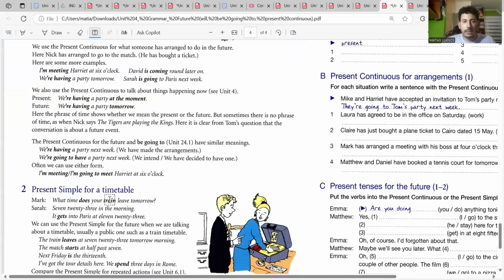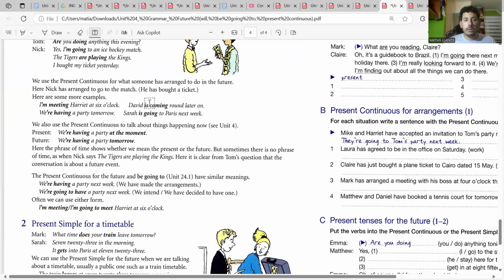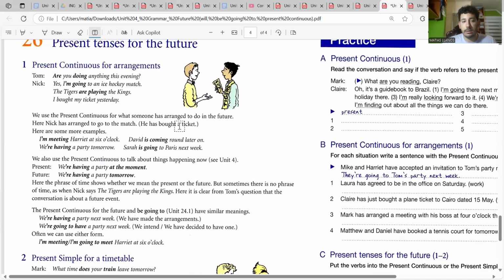Okay. And lastly, we have present tenses for the future, which means the present continuous for arrangements. Why present continuous? Because it's something that can happen in the future. So we use the present continuous for what someone has arranged to do in the future. Here Nick has arranged to go to the match. He has bought a ticket.